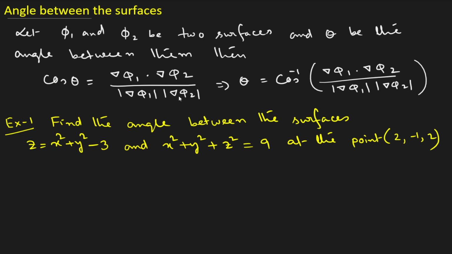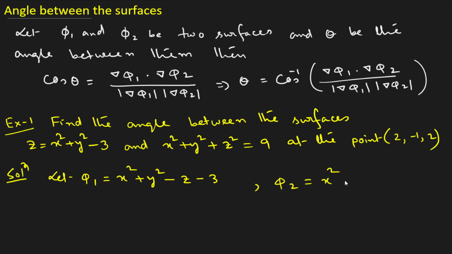Find the angle between the surfaces. Different surfaces are given. Let phi 1 be x square plus y square. Let us take z on the right hand side, so it will be minus z and then minus 3. So this is our phi 1. And then phi 2 will be x square plus y square plus z square minus 9.